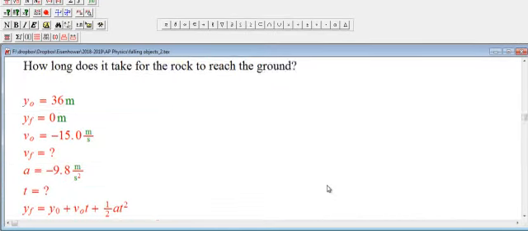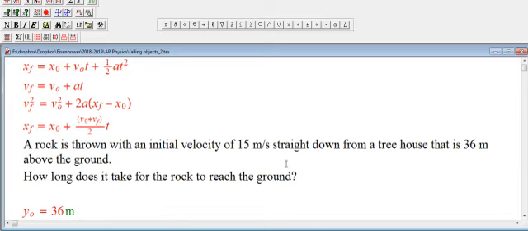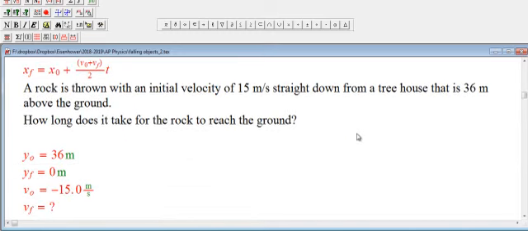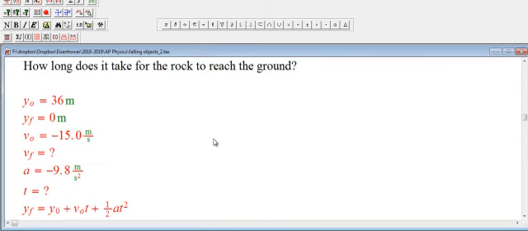This is problem number 5. A rock is thrown with an initial velocity of 15 meters per second straight down from a treehouse that is 36 meters above the ground. How long does it take for the rock to reach the ground?